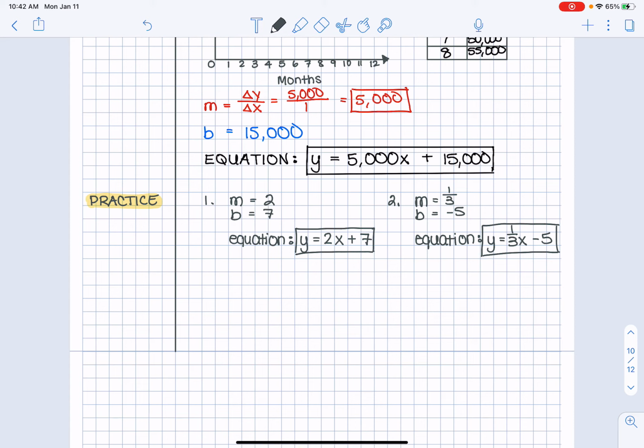Now let's do a challenge problem. Let's pretend I gave you a table instead of giving you guys the M and the B ahead of time. Let's pretend I gave you a table. So go ahead and create your table.